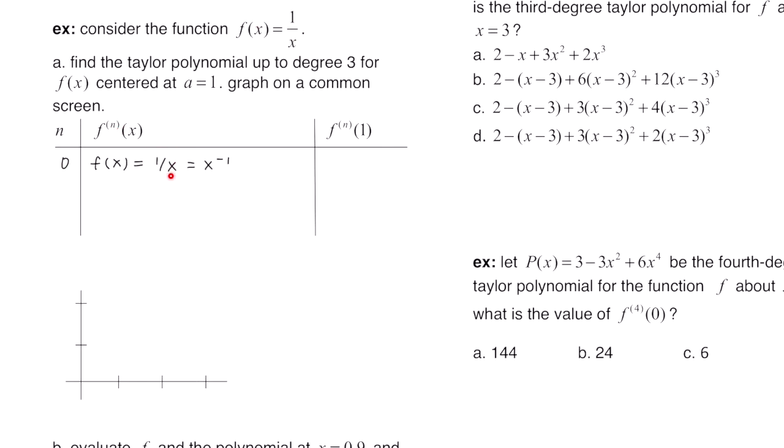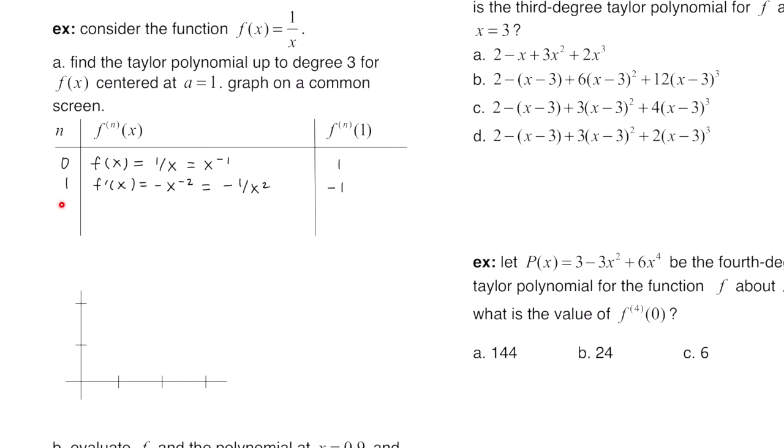So the function is 1 over x, and then in this column we're going to plug in 1 for x, so we just get 1. Next we're going to do n equals 1, so that means we're going to take the first derivative. So we get negative x to the negative 2, and then I rewrote it as negative 1 over x squared, and now we'll plug in 1 for x. So we get negative 1.